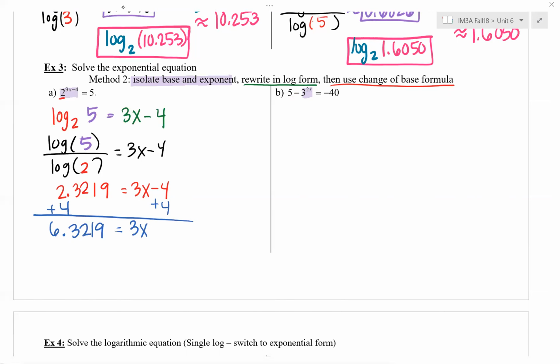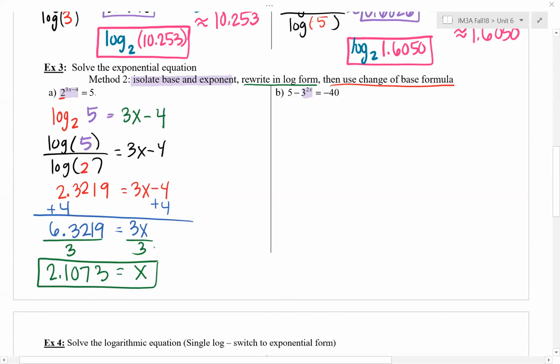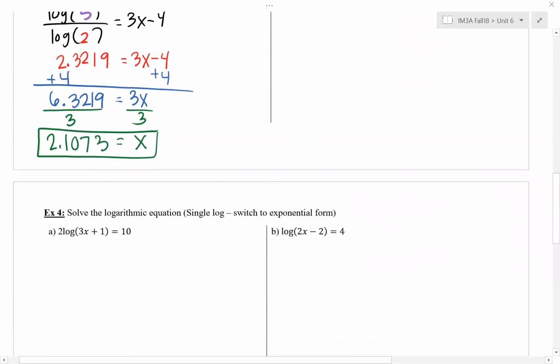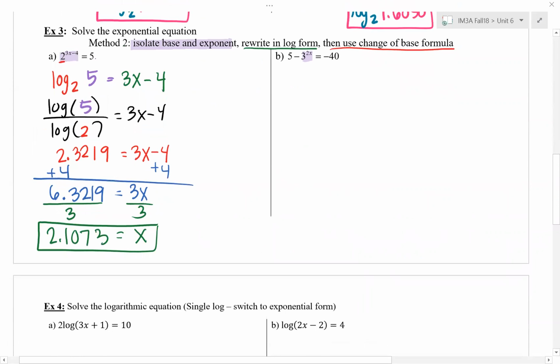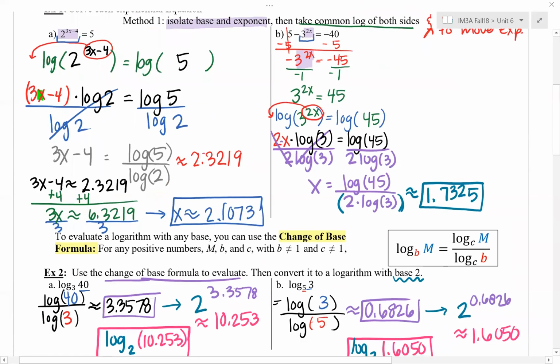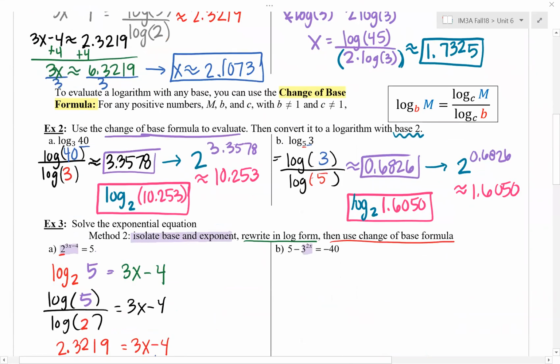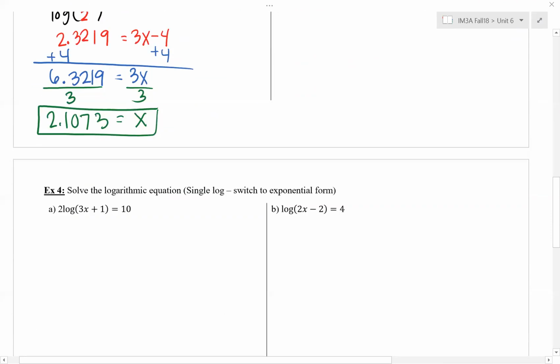And then we're going to divide by 3. I guess I could just look up instead of dividing by this because it's the same numbers. So we get x equals 2.1073. Okay. So notice that if we look back up at our example 1A, we got 2.1073. So our process is different, but our answer is the same.